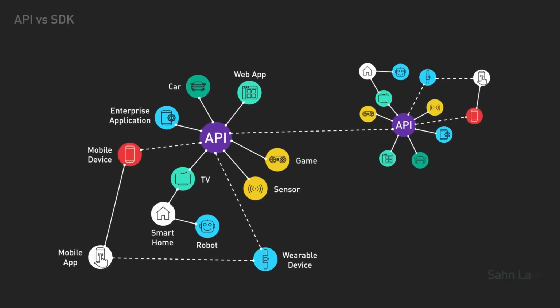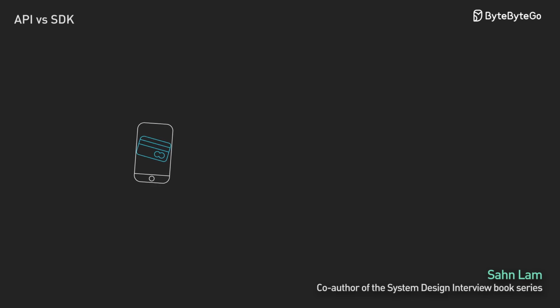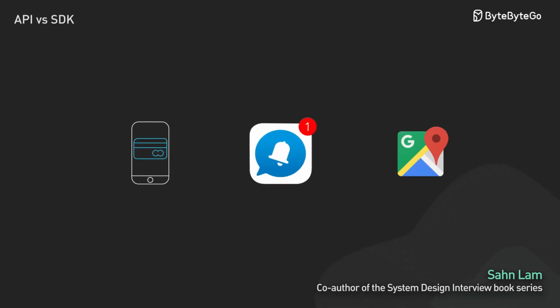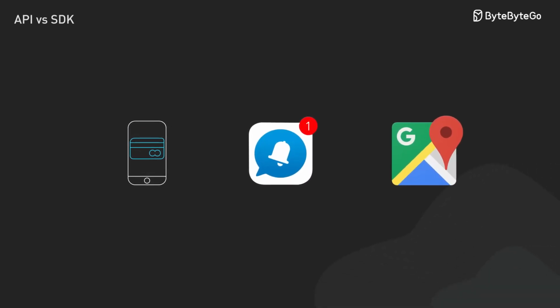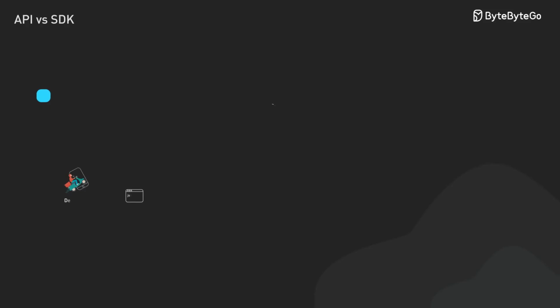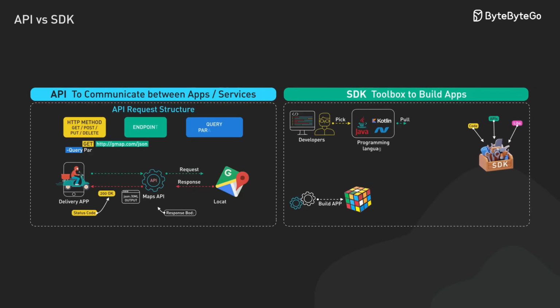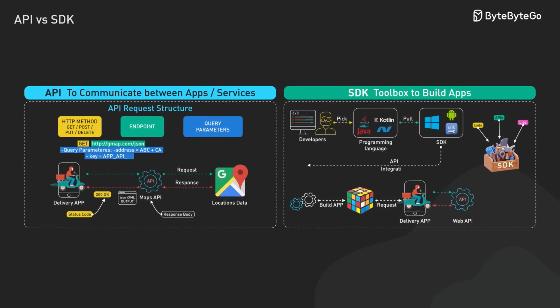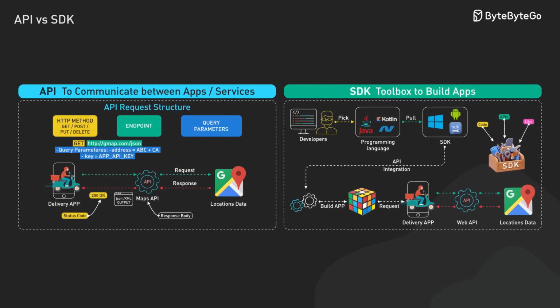Modern apps are incredibly complex. They need to process payments, send notifications, and show maps, and that's just the beginning. Building all these features from scratch would take years. That's where APIs and SDKs come in. They are the essential tools that make our favorite apps work together seamlessly.